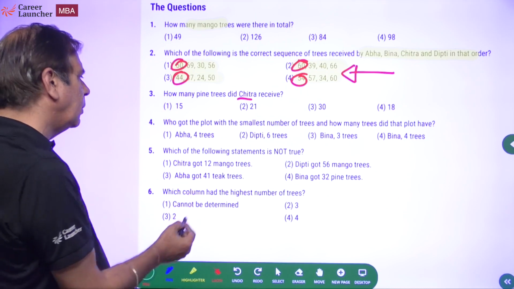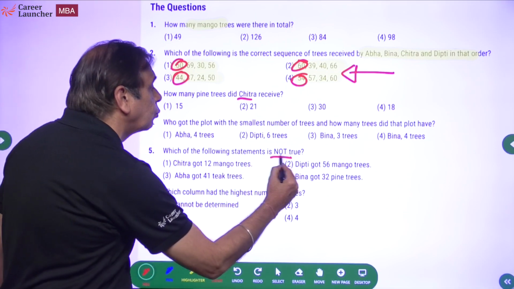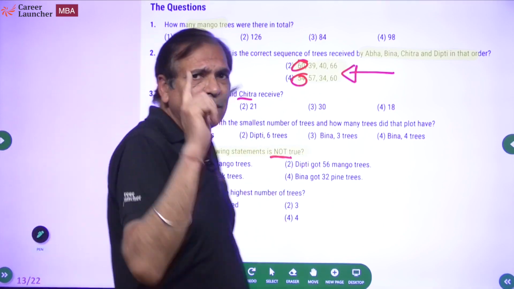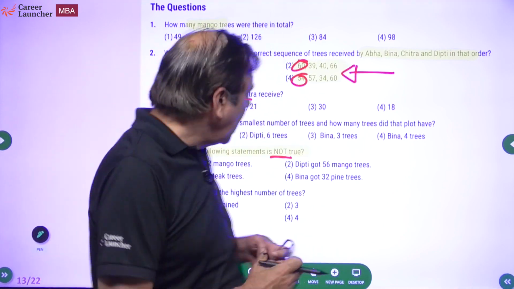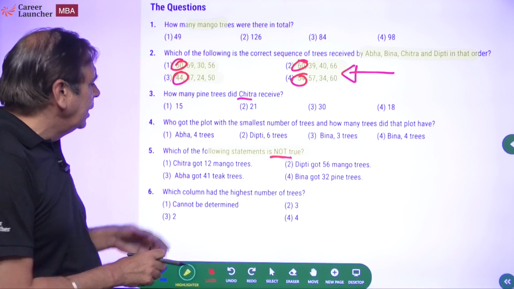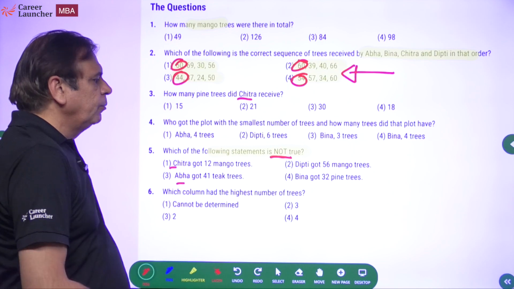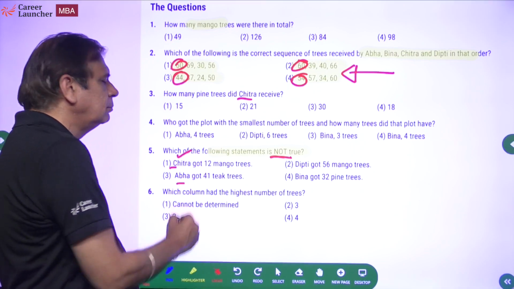Who got the smallest number of trees? Which of the following statements is not true? Now this is a kind of question which people leave or keep for later. No. As and when you keep solving the data set, keep coming back to this particular question and keep eliminating choices.